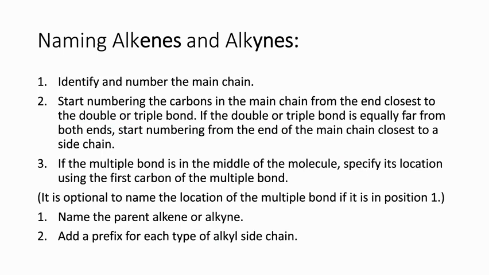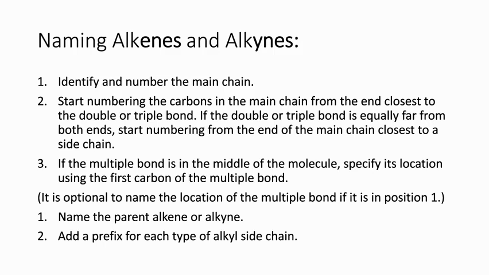So this is just the rules. The rules are on your sheet in the first box. This is just our additional rules. If there's a double or a triple bond, we're going to prioritize the double or triple bond. If it's a tie, we're going to prioritize the side with the side chain. The next thing is if we have the double bond or triple bond in the middle or at the end, we're going to specify the first locant of the double or triple bond with a number. I will show you some examples in ALEKS. It is optional to name the location of the multiple bond if it is in position 1. So if you leave the number off, then that means it must be at the 1 position.